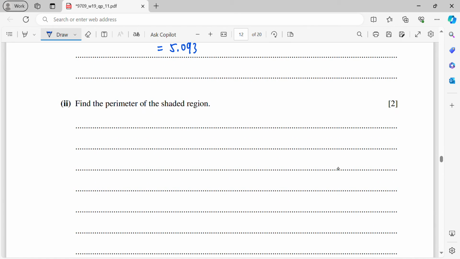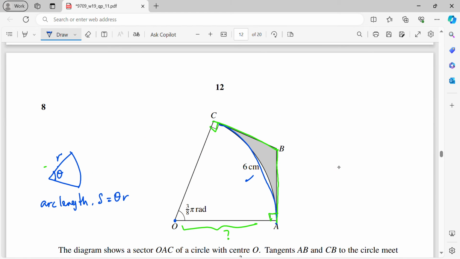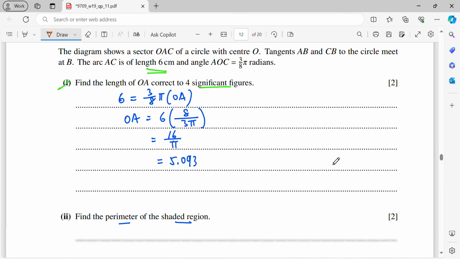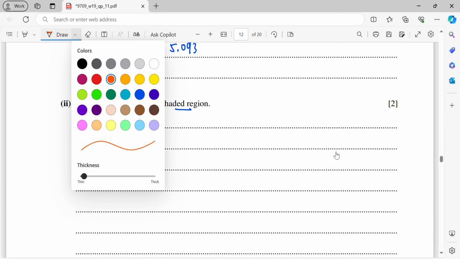Now part 2, find the perimeter of the shaded region. So the perimeter of the shaded region is 6 plus AB and BC. To get AB, I will refer to the triangle. Look at here, this is the right angle triangle, because we have found OA just now. And this angle is half of the given angle. Therefore, I will just draw the triangle.